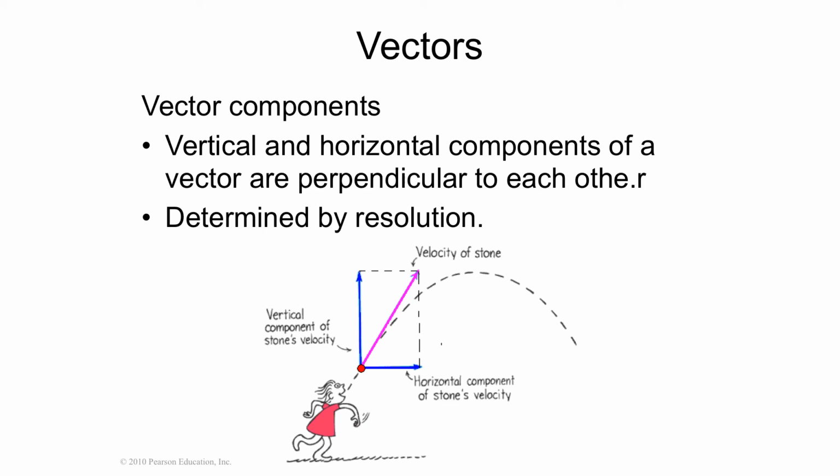In this picture, the pink arrow is your resultant. That's the velocity that you're actually throwing a rock. I'm throwing it in a certain direction. But you can break that apart into how much of that direction is going straight out and how much of that direction is going straight up.